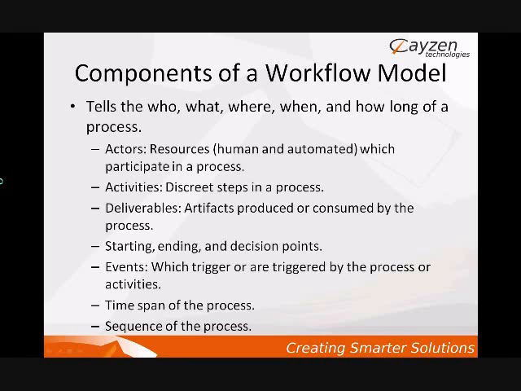It provides the starting, ending, and decision points within the process. So the process has a boundary, a starting point and an ending point, or multiples of each. And finally, decision points within the process that help you branch or aggregate the workflows. Events are also included. An event is something which triggers or is triggered by the process or activities. And then, of course, each workflow and, in fact, each process has a time span and a sequencing of events. Again, the workflow model helps you present each one of these aspects of a process or workflow.